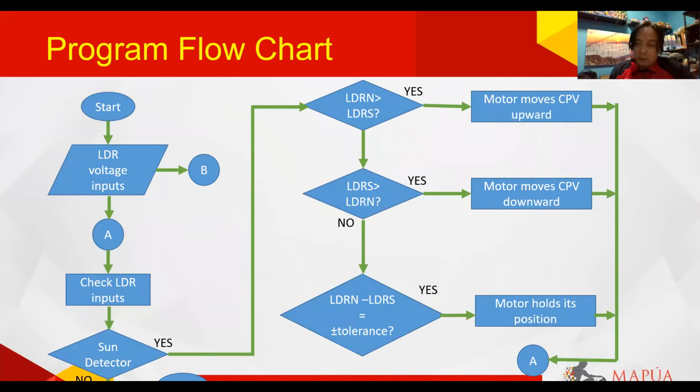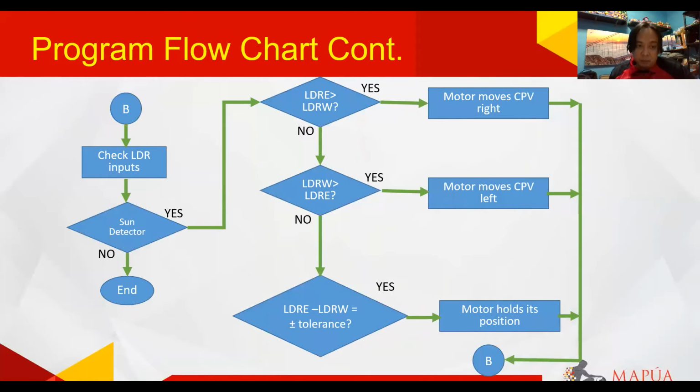So this is the flow chart. We have the LDR voltage input. From there, we check the LDR inputs by calibrating them, and then the sun detector. Then we have the LDR in terms of north and south so that the motor can move in an upward or downward position. Likewise, on this next flow chart, we check the LDR inputs as well to see if the tracker can move west to east or east to west, so it moves the motor to the right position or to the left position.